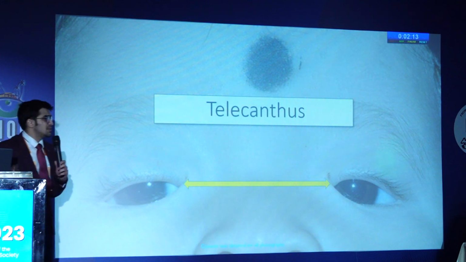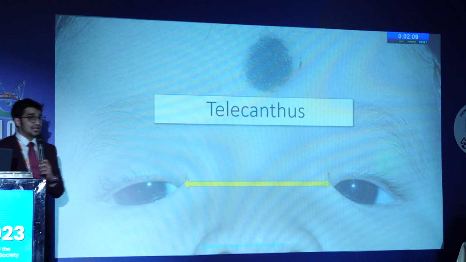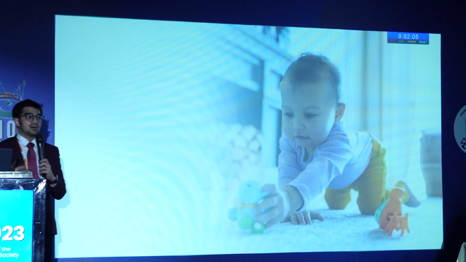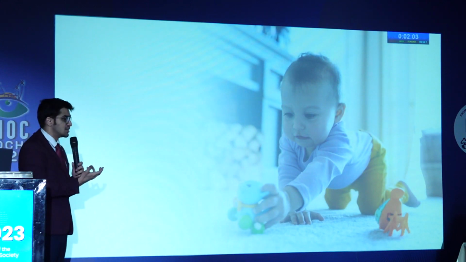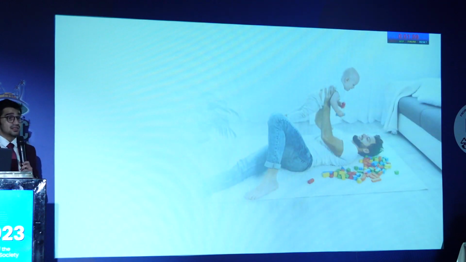Now, the parents asked me, what is the solution at this stage, doctor? And the solution was simple. At this stage, we simply observe. Imagine yourself to be Amar. You're a 6-month-old child and your functional visual field is restricted to the toys on the floor or playing with your parents. Hence, even a moderate ptosis isn't really going to hamper your functional vision.